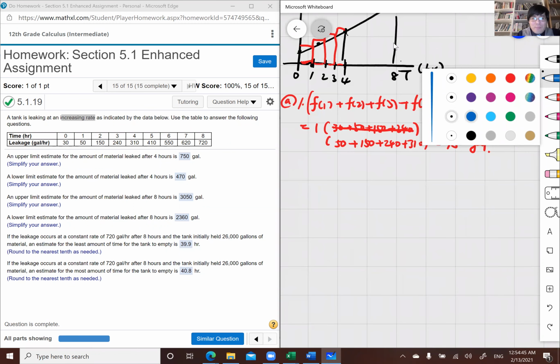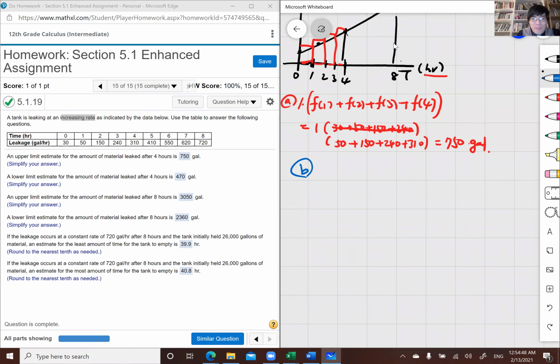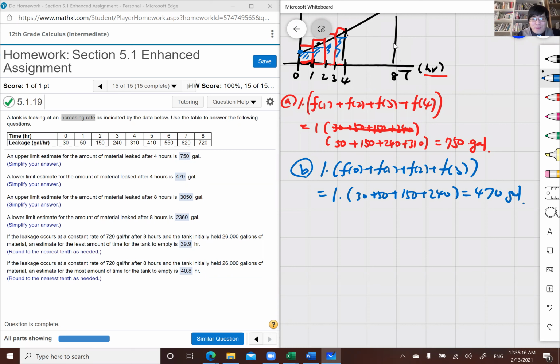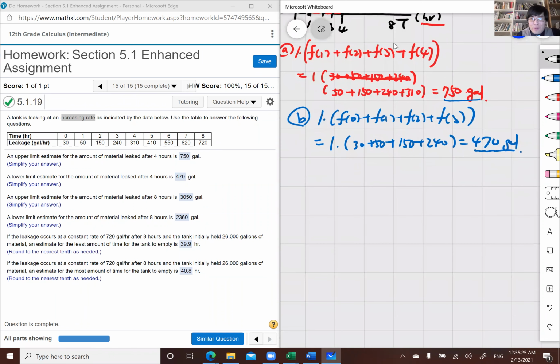So 750 gallons. Okay, part B is the lower sum after 4 hours. Because this is increasing, I'm going to take a left endpoint for this, this, this, and this. So the lower sum is 1 hour for the width times f of 0 plus f of 1 plus f of 2 plus f of 3. That's 1 times 30 plus 50 plus 150 plus 240, which is 470 gallons. So this is the lowest estimation and this is the upper estimation. The correct value should be somewhere between 470 and 750.